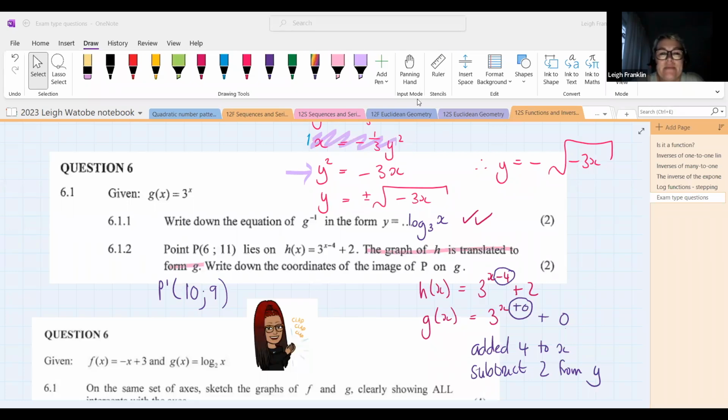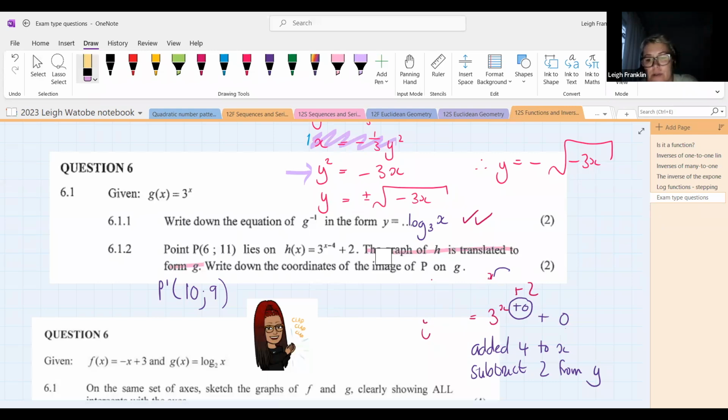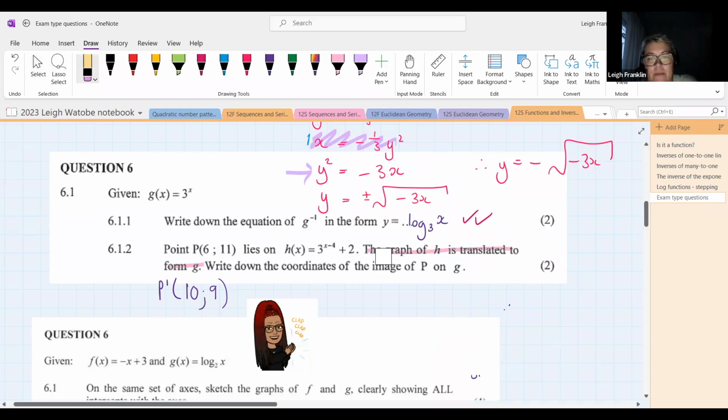Okay. Londeka, I'm happy to explain it again one more time. Okay. Got to read this question very, very carefully before you jump in and start answering it. Let's just take that off and let's highlight it again. They are telling us P is a point that lies on H. The graph of H is translated to form G. So in other words, they are telling you we are starting at H and we are going to G.